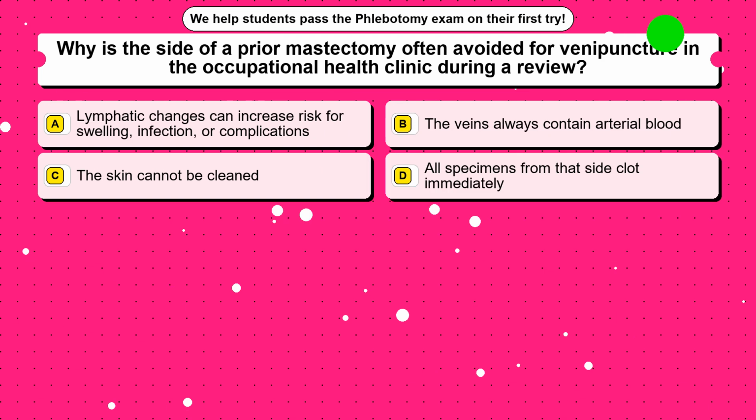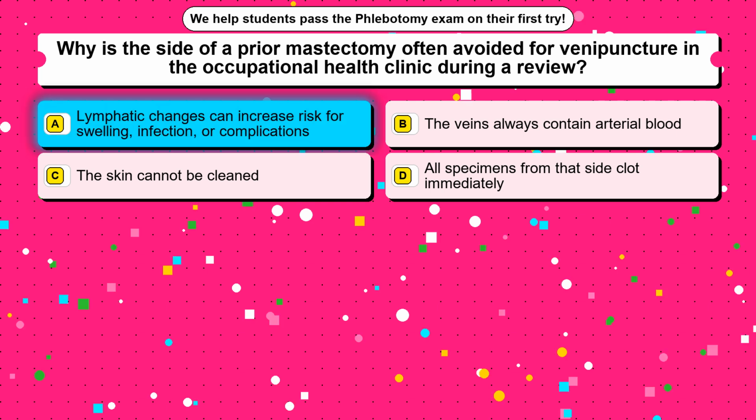Question 32. Why is the site of a prior mastectomy often avoided for venipuncture in the occupational health clinic during a review? Option A: lymphatic changes can increase risk for swelling, infection, or complications. Option B: the veins always contain arterial blood. Option C: the skin cannot be cleaned. Option D: all specimens from that side clot immediately.